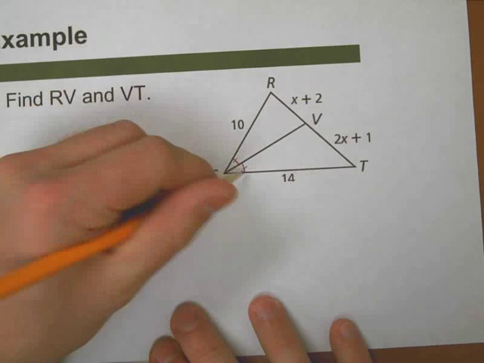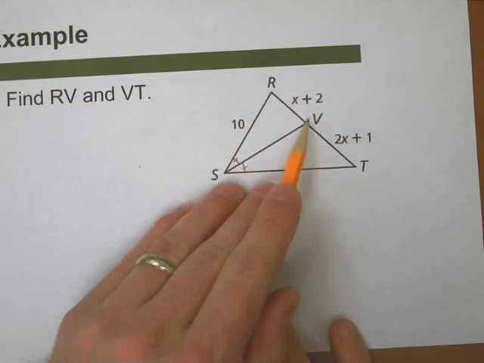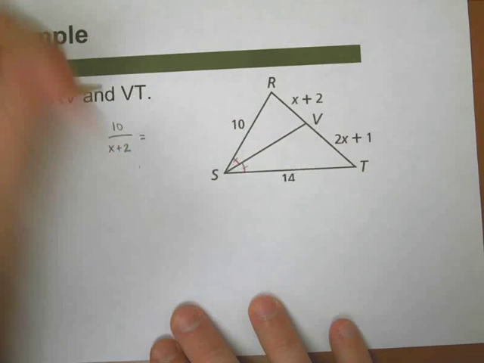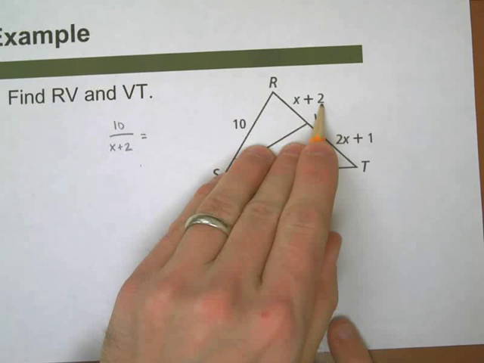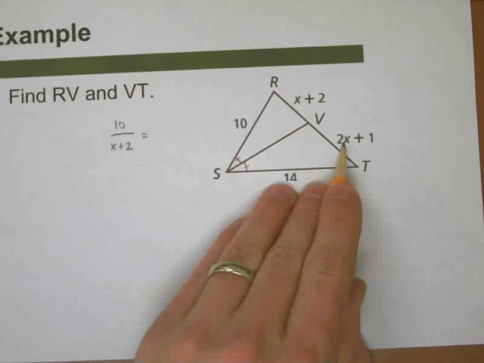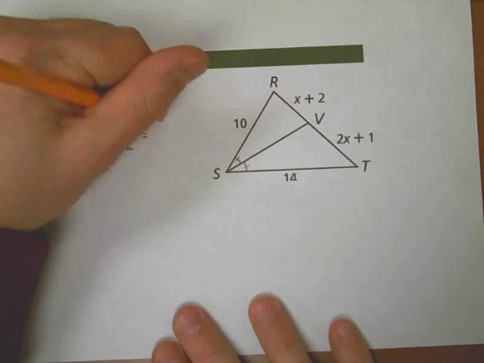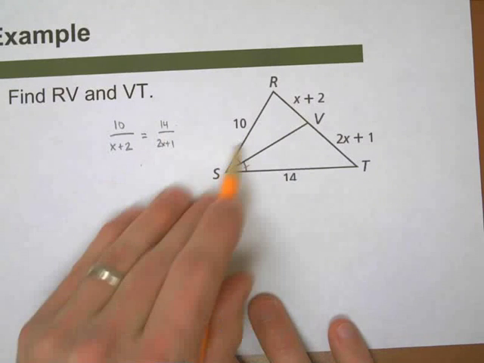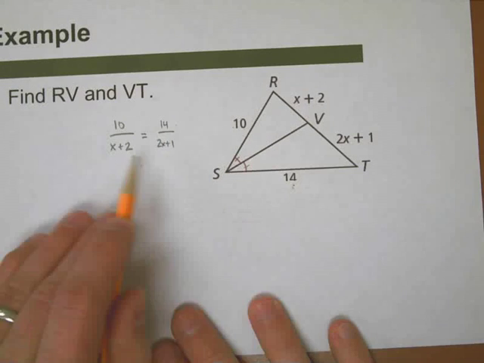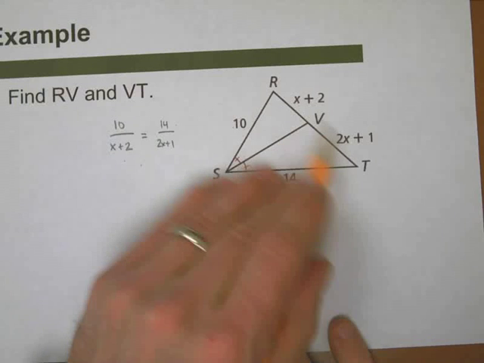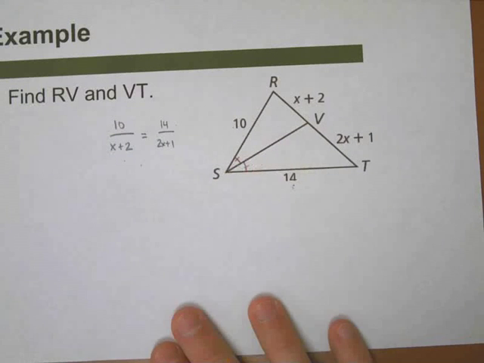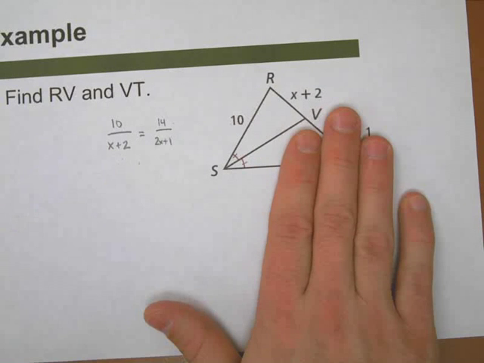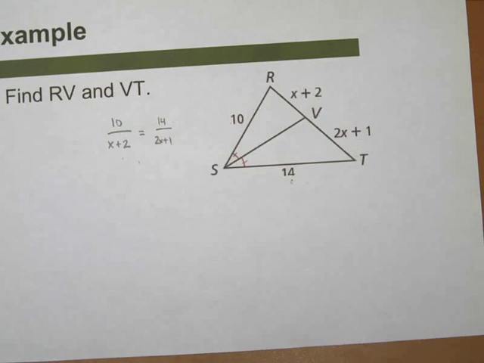I know that if this angle is cut in half by a bisector, that the 10 is to the x plus 2, as the 14 is to the 2x plus 1. So notice, as long as I'm saying the 10 and the 14 are both on top because they're the corresponding parts, the x plus 2 and the 2x plus 1 are the same spot, both on the bottom because they're the corresponding parts. And I'm saying over here that the 10 and the x plus 2 are on the same triangle, right? That's how I'm going to set this up.